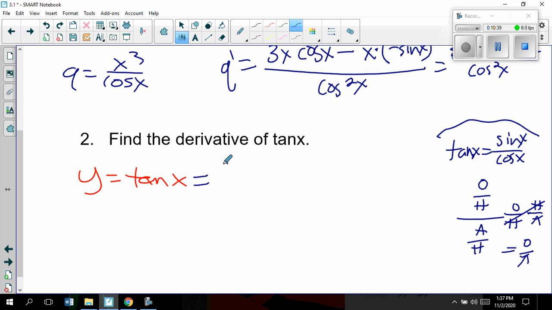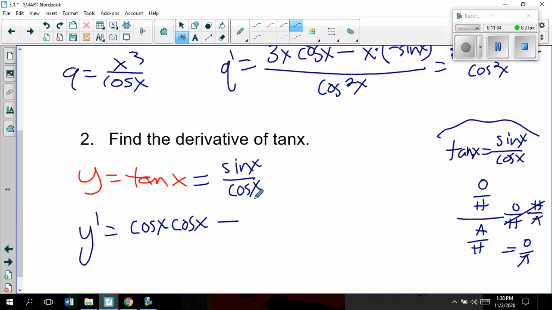So I can make this into a fraction. It is sine of x over cosine of x. Now you might have memorized what the derivative of tangent is, but we're going to prove that it is secant squared. So when I go to my quotient rule now, y prime is the derivative of the top, which is cosine, times the bottom, which also happens to be cosine, minus the top as is, excuse me, times the derivative of the bottom, which is negative sine. So just like up there, I'm going to simplify there, and then all over your bottom squared.